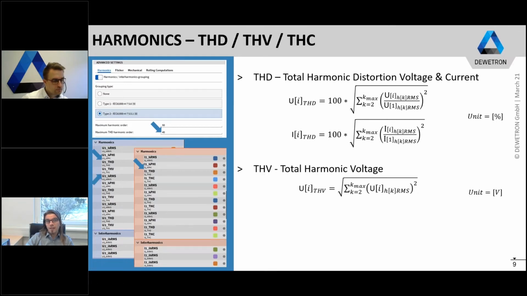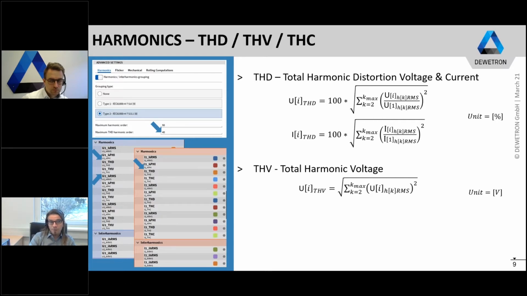The THV is the so-called total harmonic voltage. The total harmonic voltage includes everything which is included in the THD value on the numerator side. So you sum up the orders of the harmonic voltage, starting again at 2 up to the maximum harmonic order. You square it, you sum it up, and you calculate the square root. And the unit is volts. So the total harmonic voltage gives you an indication of how much energy is contained in your harmonics, and not only in the fundamental frequency.